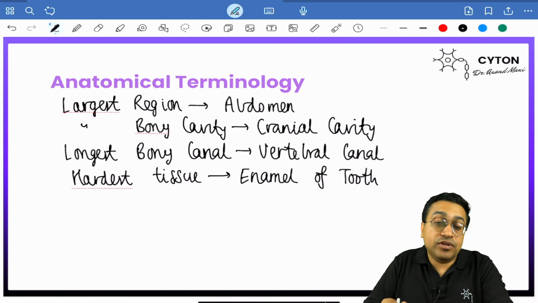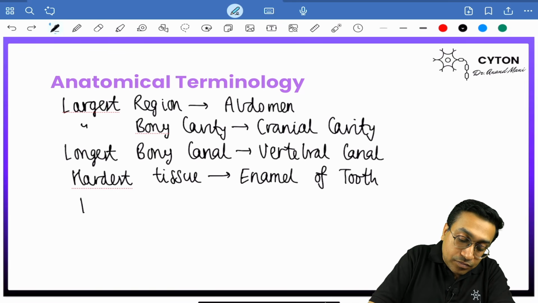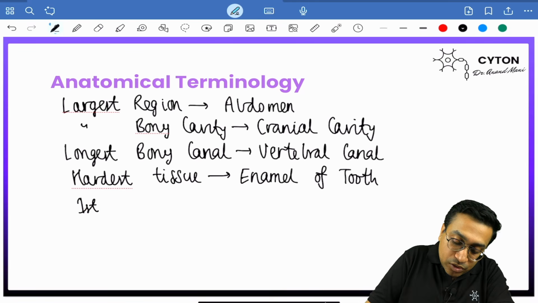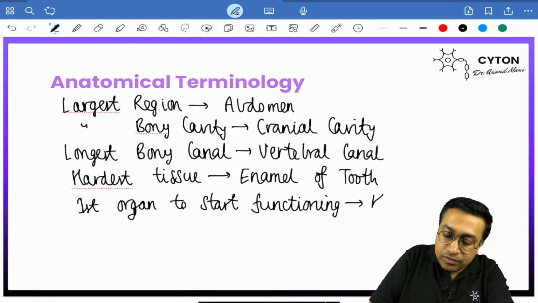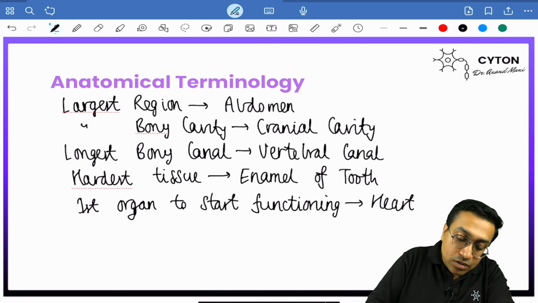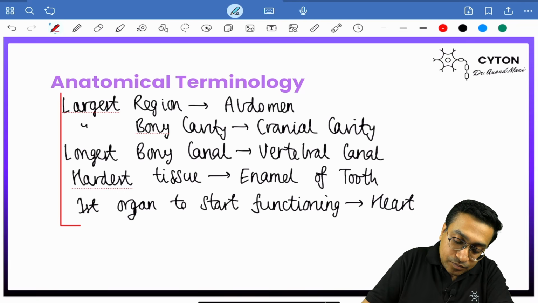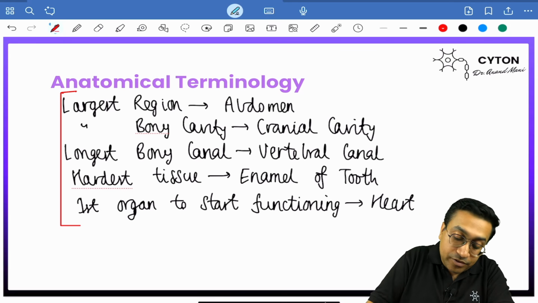And the heart is the first organ of the body to start functioning, that is the heart, okay. These are the list of some interesting facts.